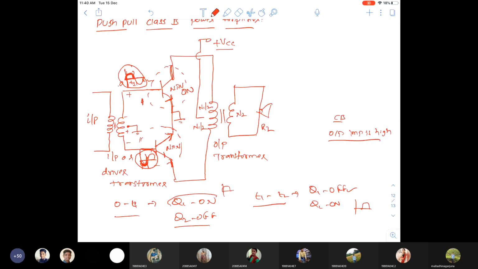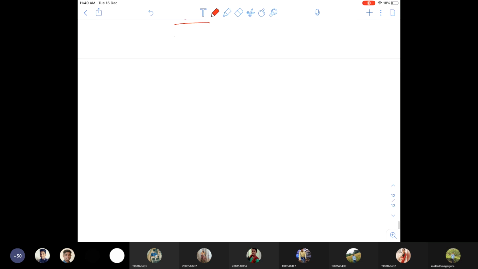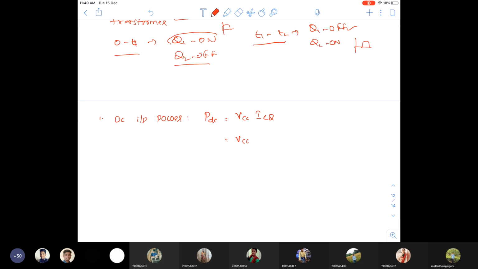And now coming to the efficiency calculations. What is the first one? DC input power we have to calculate. Input power PDC equal to VCC into ICQ or IDC. ICQ is nothing but IDC, the DC current only.